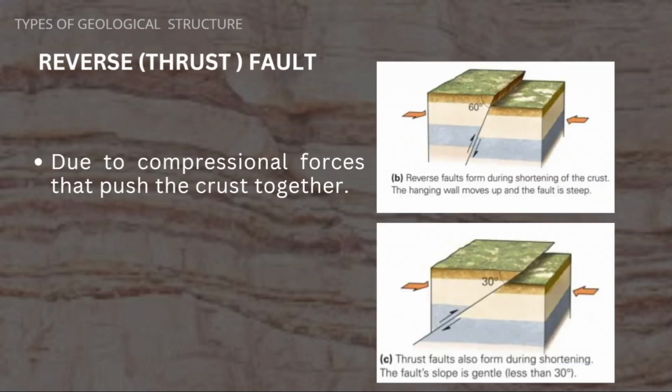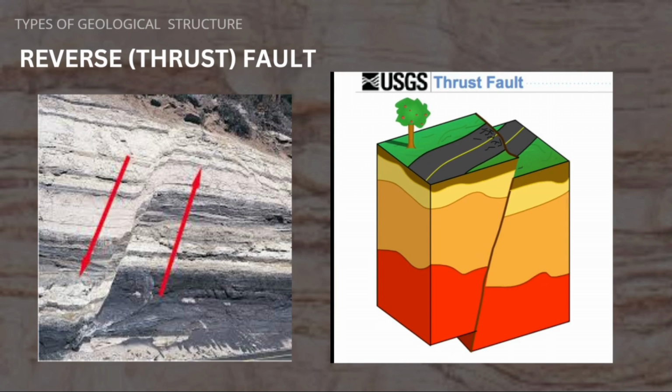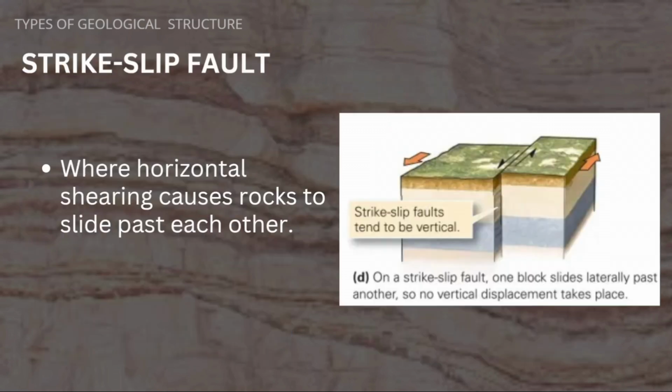Another type of fault is the reverse or thrust fault. It is due to compressional forces that push the crust together. The last type of fault is the strike-slip fault, where horizontal shearing causes rocks to slide past each other.